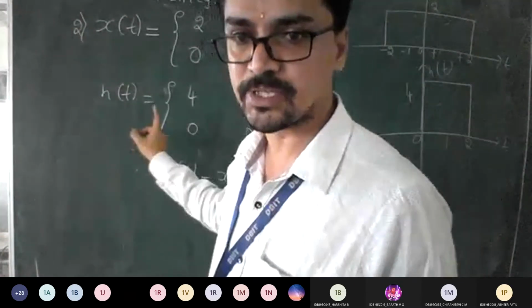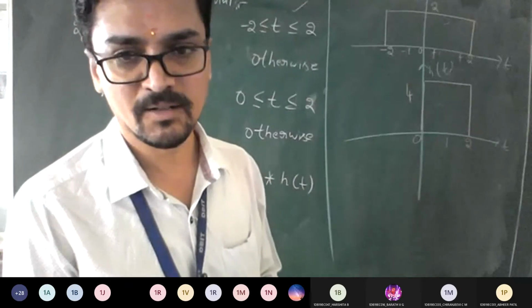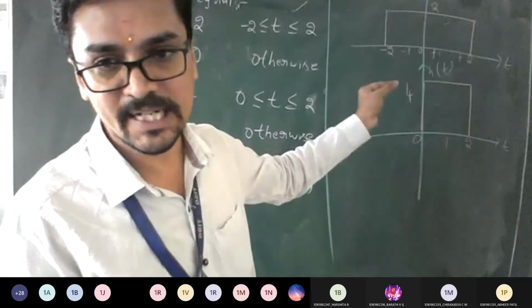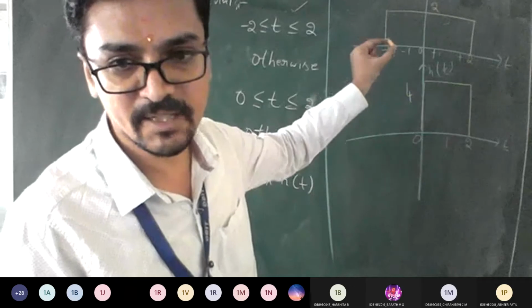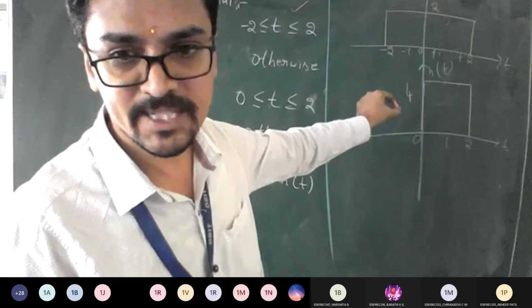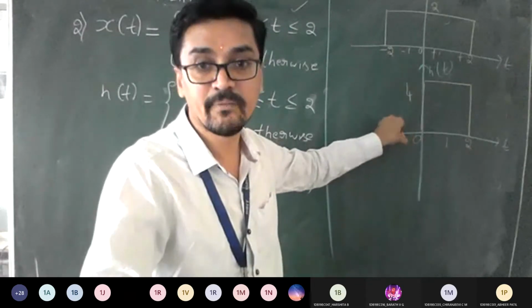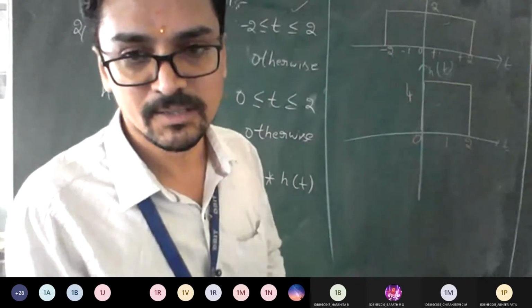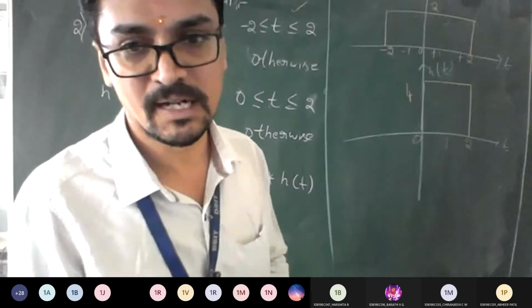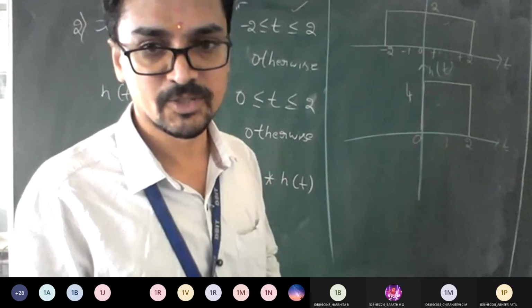Now I want you to solve this problem. Go ahead with the same procedure that you analyzed till now. You have a formula, so write the formula. x of t is nothing but x of tau. Similarly, h of t is nothing but h of tau. For this, plot h of t minus tau in the same fashion as we did just now. Do the movement and tell me the answer. Let me give time for you to solve this. If you have a doubt, you can ask.